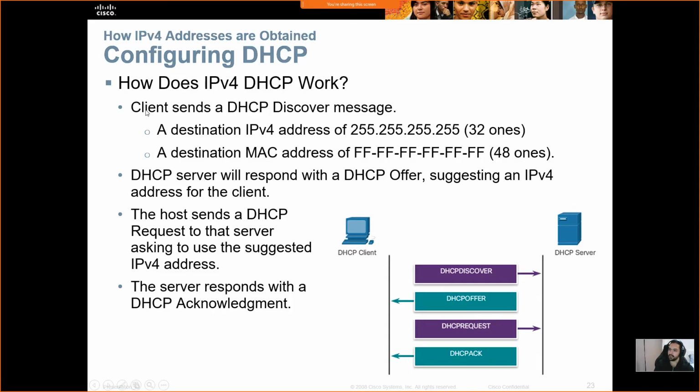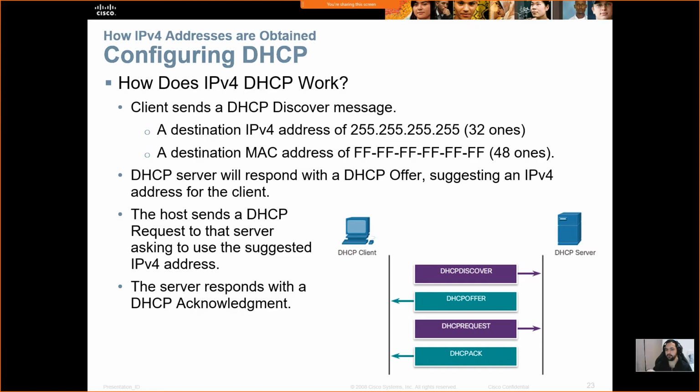A client that doesn't have an IP address will send a message to the broadcast address, which is all 255s, and the MAC address will be all Fs. So the message will be sent out to everybody in the network, and everybody will receive this message. We call this message a DHCP discover message. It's sent out to everybody in the network segment.